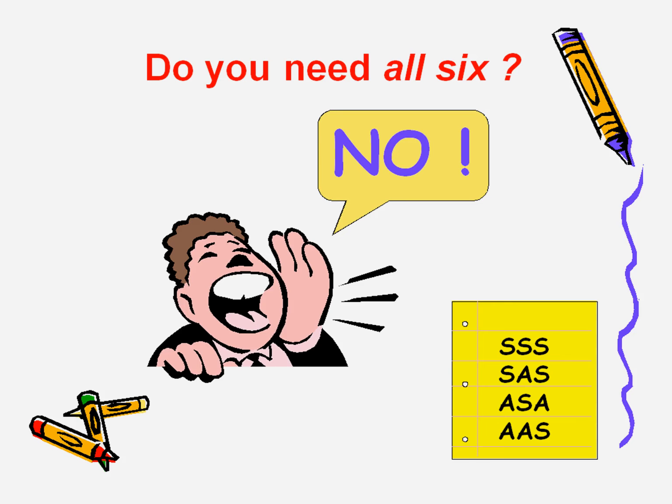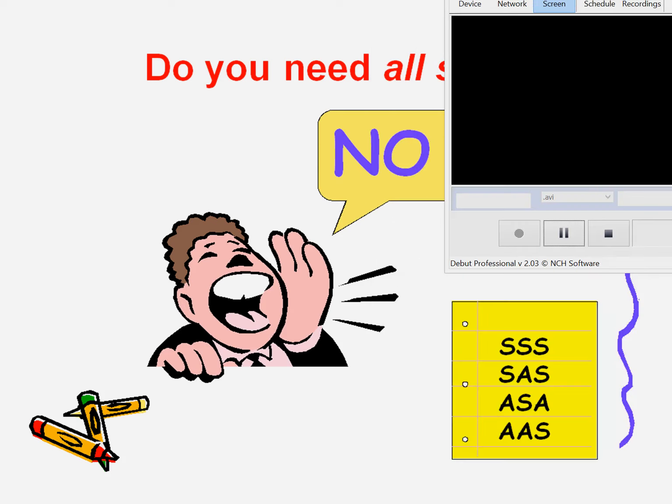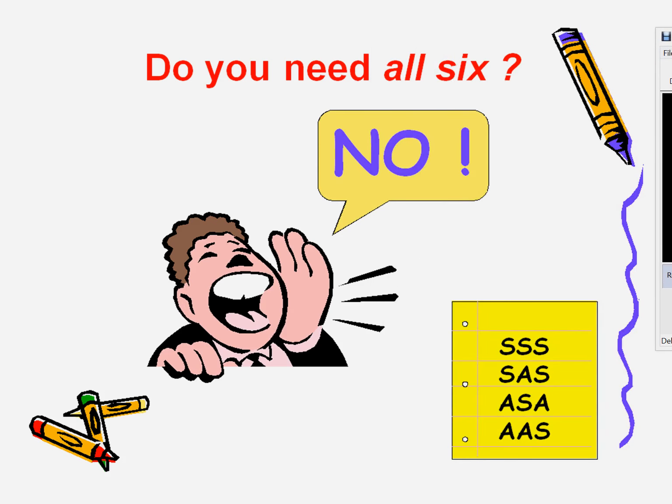Do we need to show all 6 parts? And that's the nice thing, and that's what we're going to be looking at today, is we don't really need to show all 6 corresponding parts are congruent. We really, in many cases, can just show 3 corresponding parts are congruent.